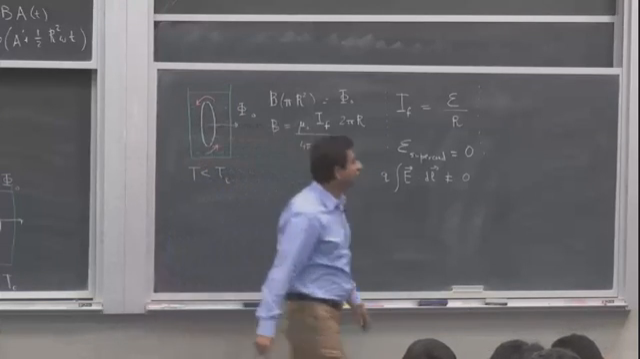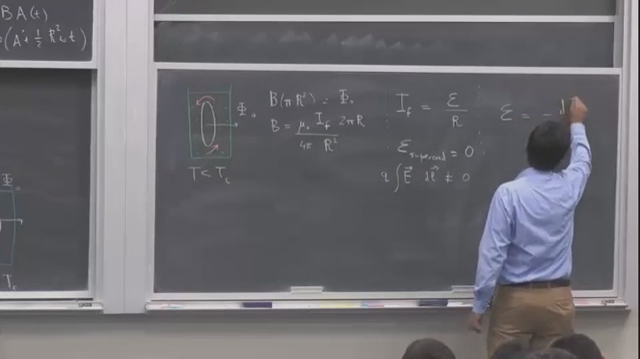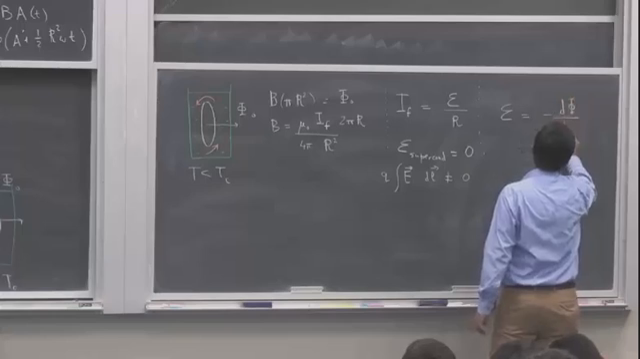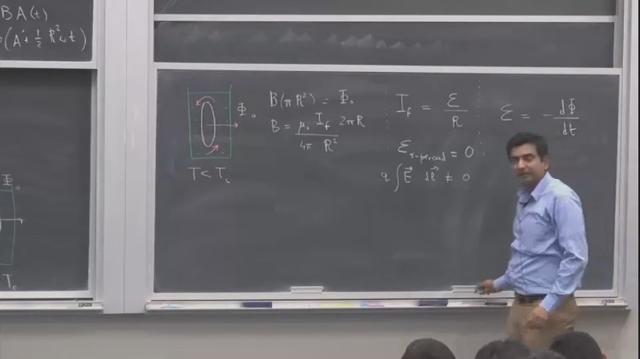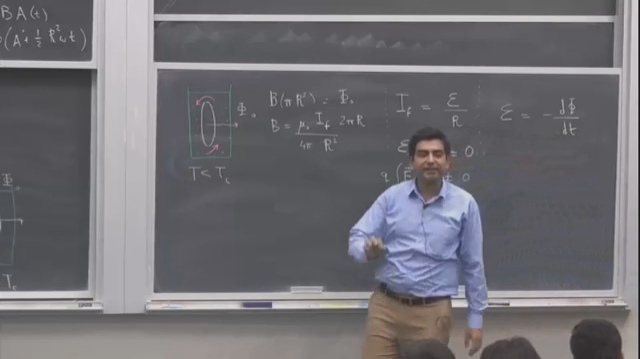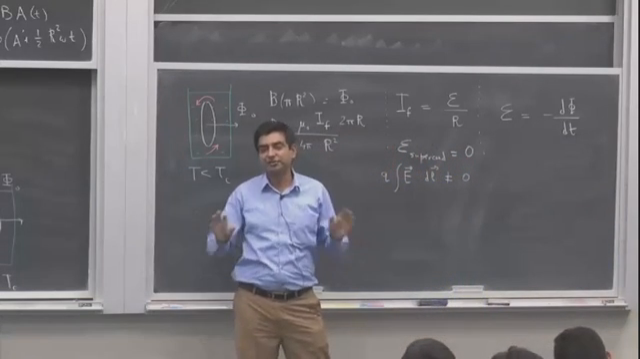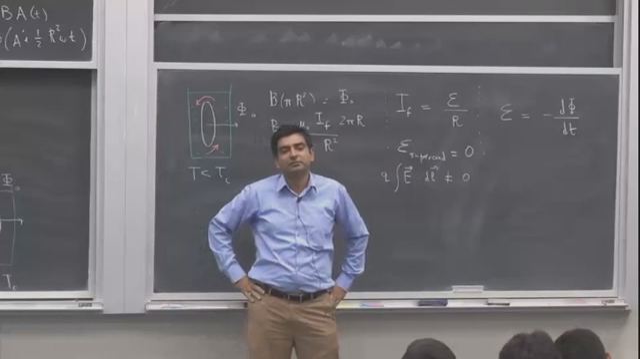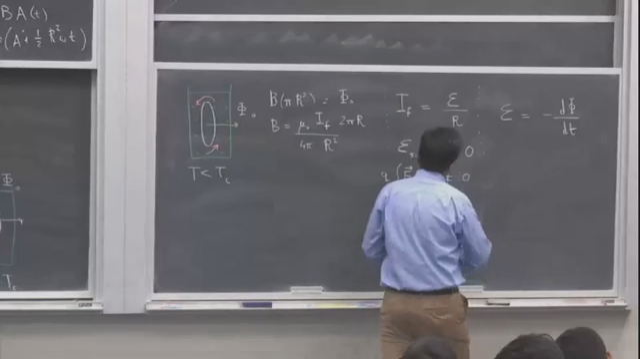But we also know that the EMF is given by minus d phi by dt. If this is zero, it means that the flux has to be constant. That's why the superconductor opposes flux change. It likes to keep the flux constant. And we also looked at the example of the Meissner effect.